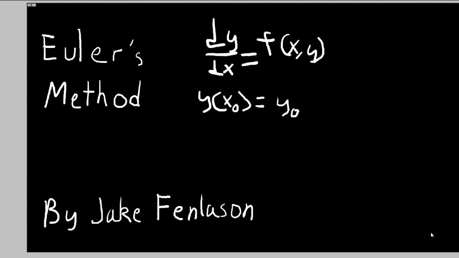Today we'll be talking about Euler's method, or Euler's method if you prefer. Euler's method is a method of approximating the solution of an initial value problem. It will only work if it's in this form right here: dy/dx equals f of x and y, and if you have the initial condition y of x sub 0 equals y sub 0. So basically, what you need to use Euler's method is a differential equation and an initial condition.